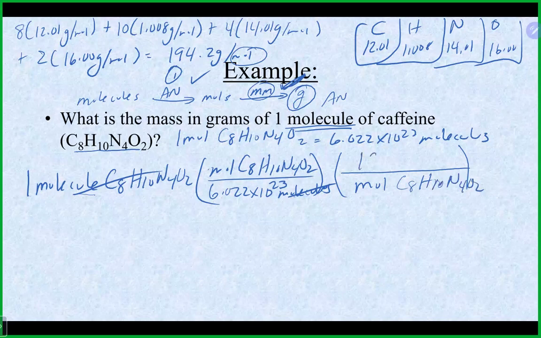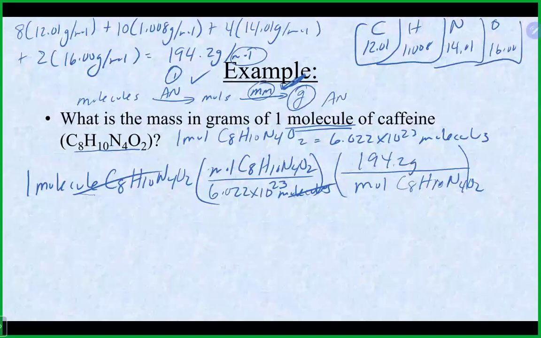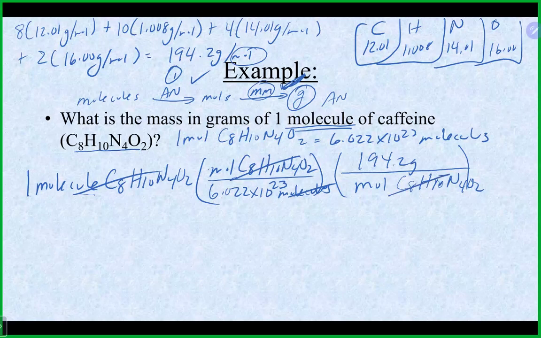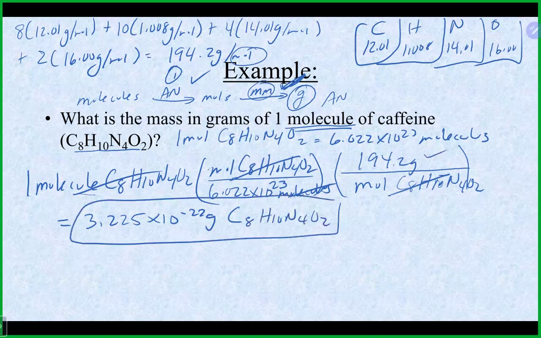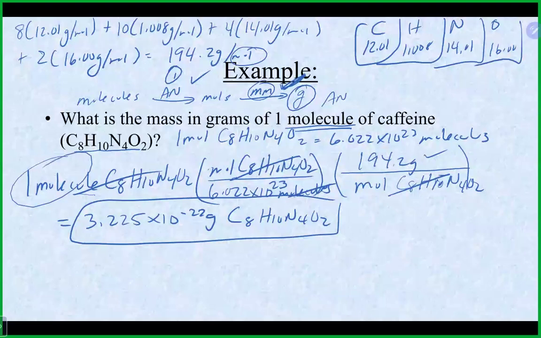And up on top will go 194.2 grams. Again, multiplying and dividing is going to get rid of our moles. So basically in this case, we're going 194.2 divided by 6.022 times 10 to the 23. And that's going to yield us 3.225 times 10 to the minus 22 grams of caffeine in this case. Once again, we're just going to 4 sig figs on this one based off of the molar mass, as technically the 1 will be kind of like a counted type of number there.